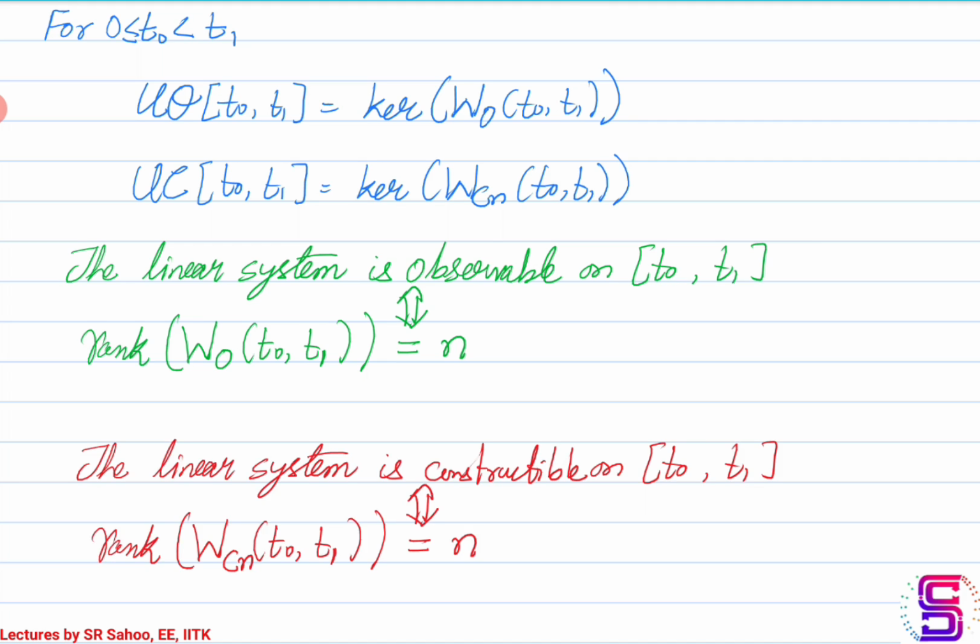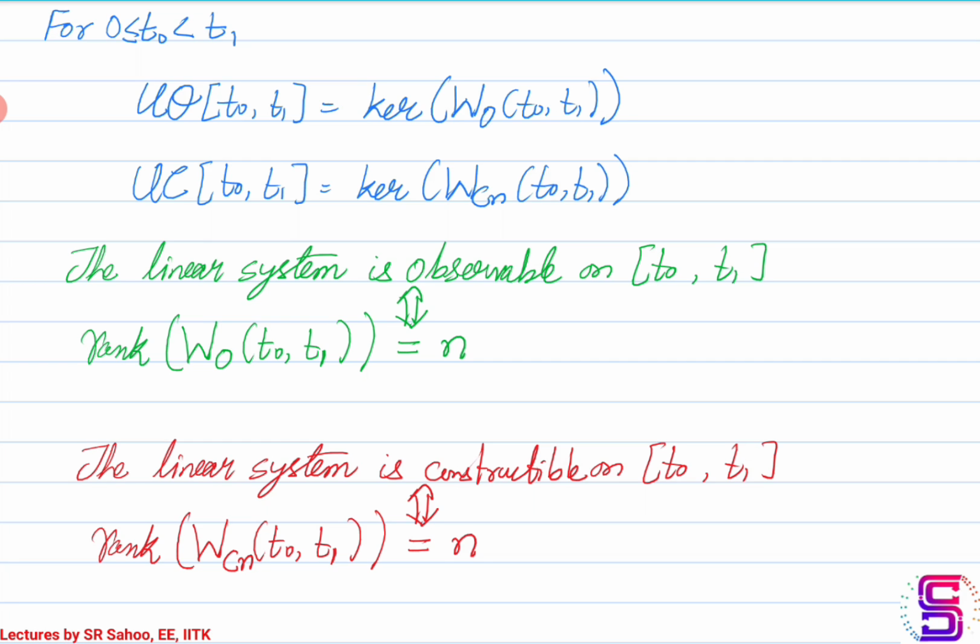Similarly, the linear system is constructible over the time interval t0, t1 if the rank of the constructibility gramian is equal to n, which is essentially the order of the state space representation for the linear system that we have in hand. This again ensures that the unconstructible subspace, or the kernel of the constructibility gramian, has only the zero vector in it.